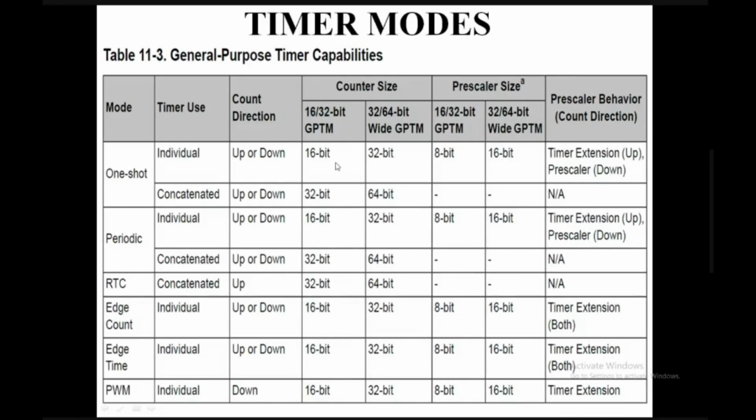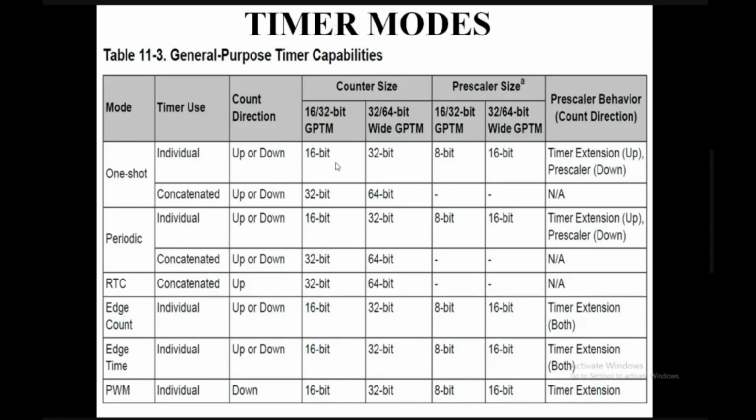So count will start at 0 until it reaches the maximum value that we set, and then it will stop. That is one shot. If it is up count, that means it counts up. When it is down count, it will start from the maximum value and keep on counting until it becomes 0. When it becomes 0, it will stop the timer.